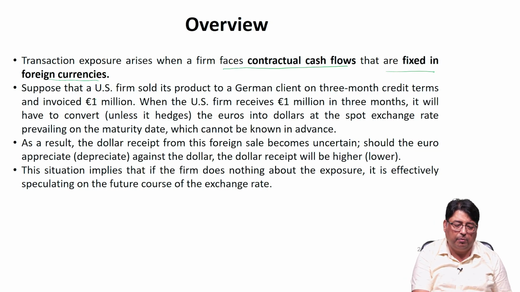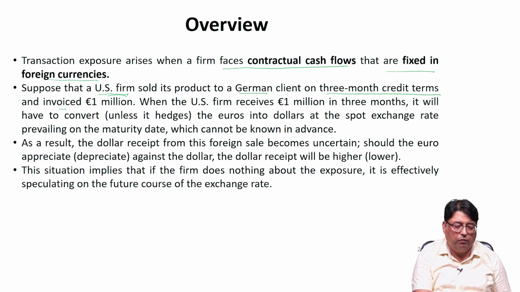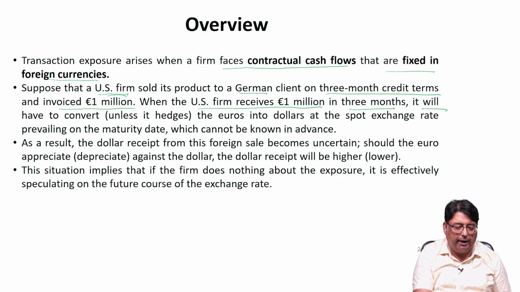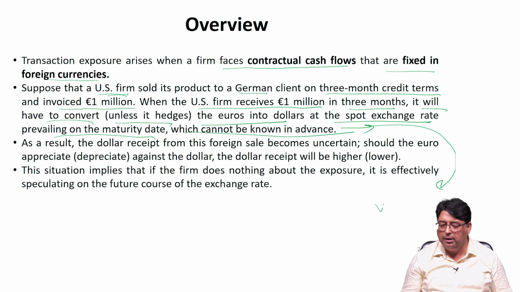Let us understand with the help of an example. Suppose that there is a US firm which sold its product to a German client on 3-month credit terms and invoiced 1 million euro. When the US firm receives 1 million euro in 3 months, it will have to convert, unless it hedges, the euros into dollars at the spot exchange rate prevailing on the maturity date, which cannot be known in advance. So, again there is variability. So, the problem is of risk.